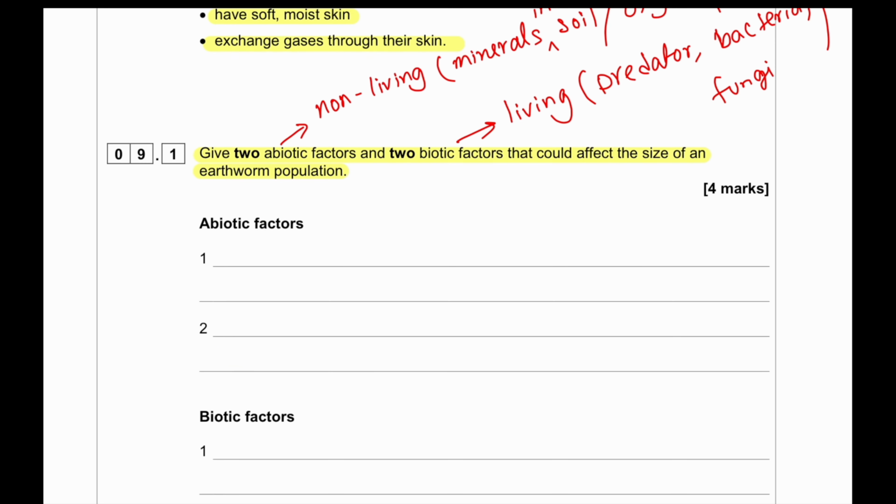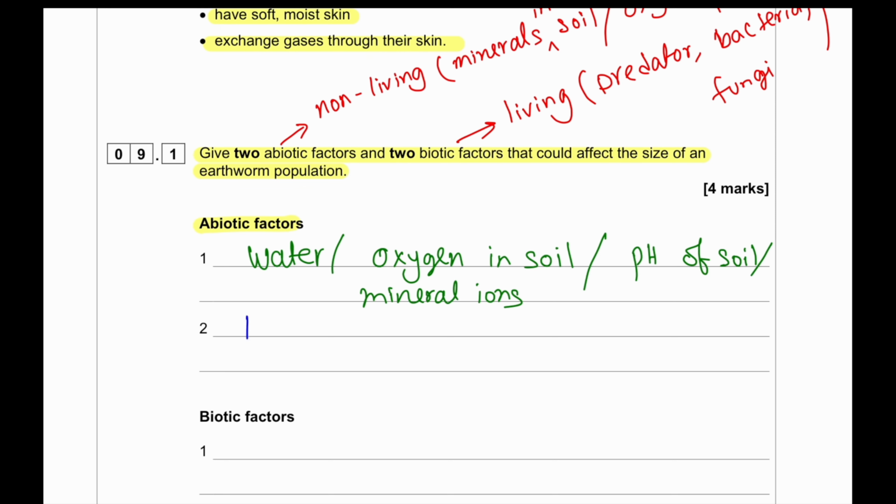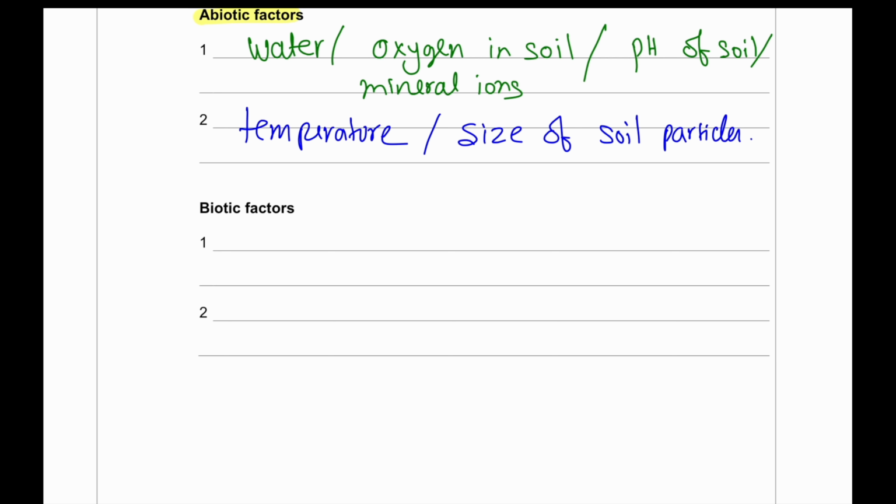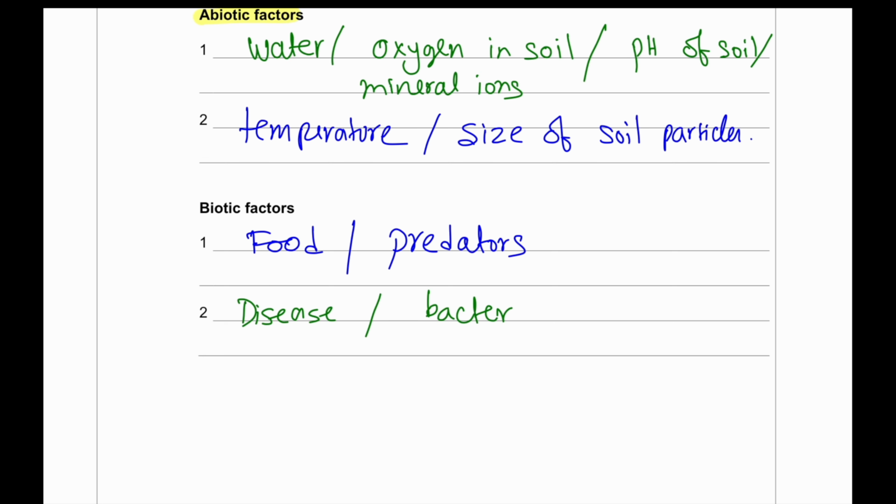So in abiotic factors, we can write water, oxygen, pH of soil, mineral ions, temperature of the soil, size of the soil particle, etc. The biotic factors are the availability of food, predators, or any disease-causing organism, pathogens, bacteria, fungi. They will be biotic factors, all the living factors.